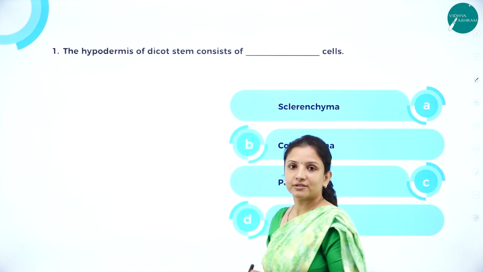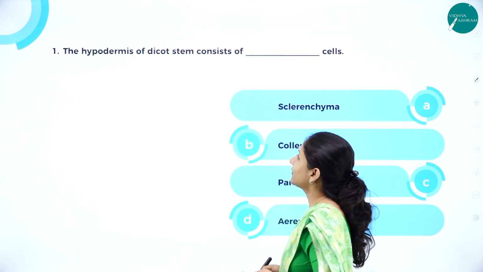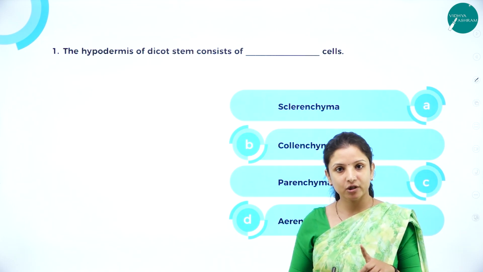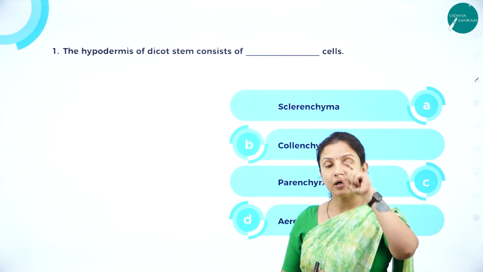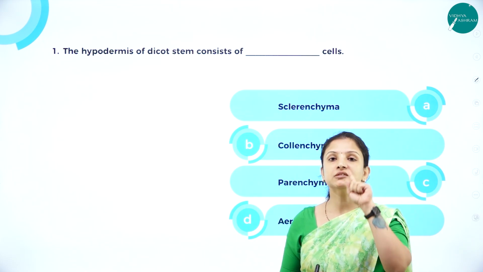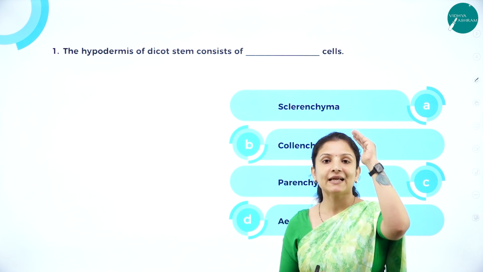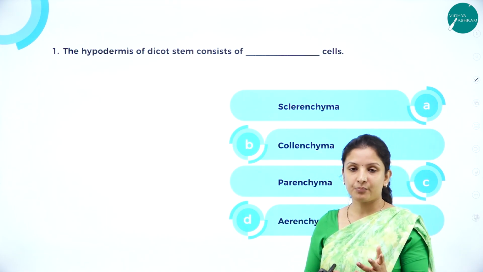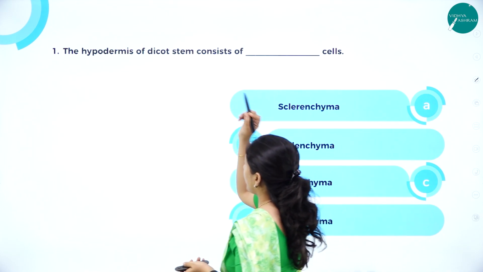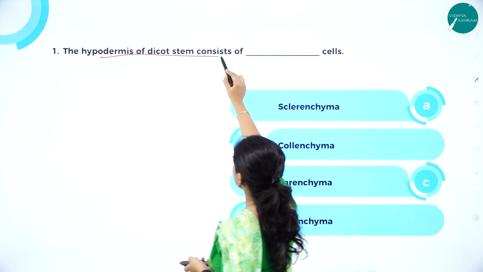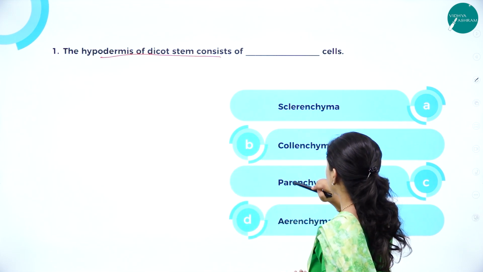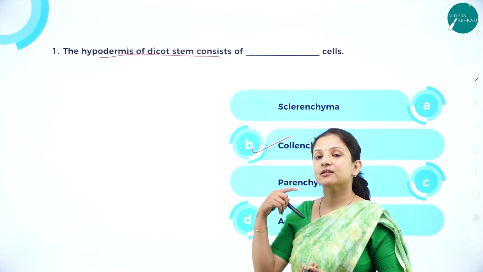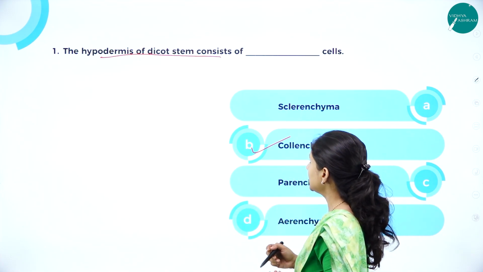So next, let's look into some of the MCQs under this particular topic. The hypodermis of dicot stem consists of dash cells. So where is the hypodermis present? It is one of the subzones of the cortex, which forms the first subzone of the cortex, present exactly below the epidermis. And what type of cell is it made up of? Read the question properly, I am talking about the hypodermis of dicot stem. It is made up of collenchyma, not sclerenchyma, because sclerenchyma is in the case of monocot stem. So here it is collenchyma.